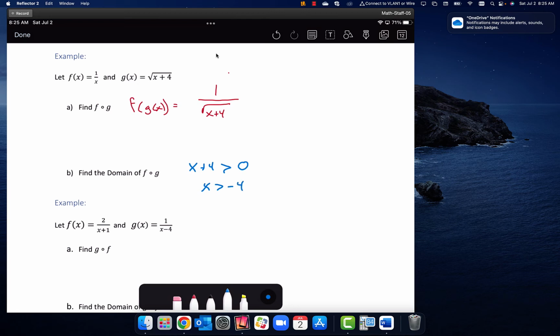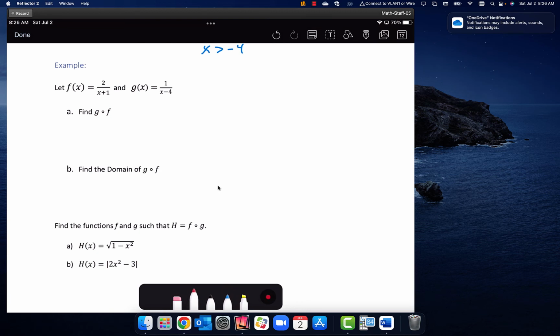And now you also need to check the restrictions of the input function. The input function in this case is g of x, the square root of x plus 4, which is the same as what we have here, so there's no extra restrictions. So our domain, negative 4, parentheses, can't include it, negative 4 to infinity.